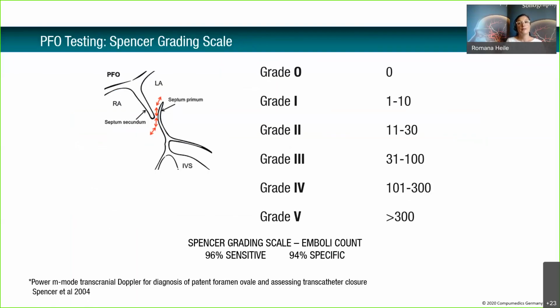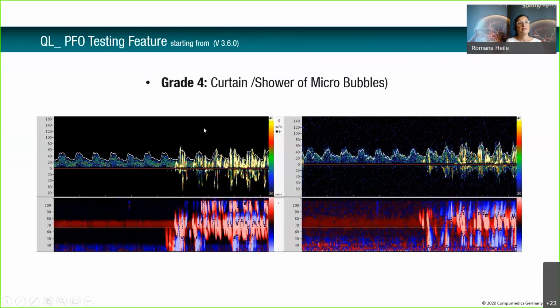In the US, people very often use the Spencer grading scale. And here you see the grade is from 0 to 5. And also it looks at the number of counted emboli to grade the PFO. Again, this is an example how a curtain or a shower of emboli is looking like.